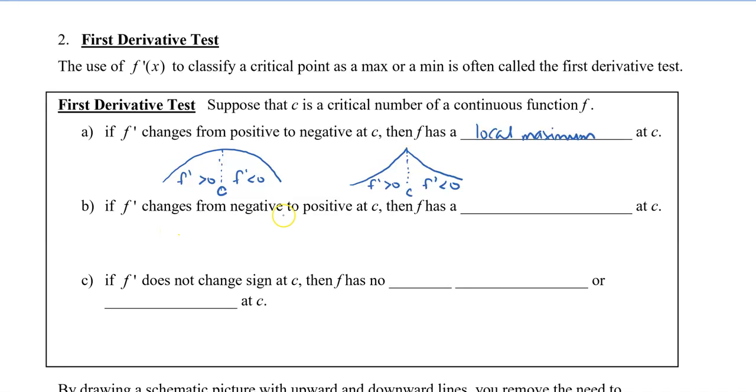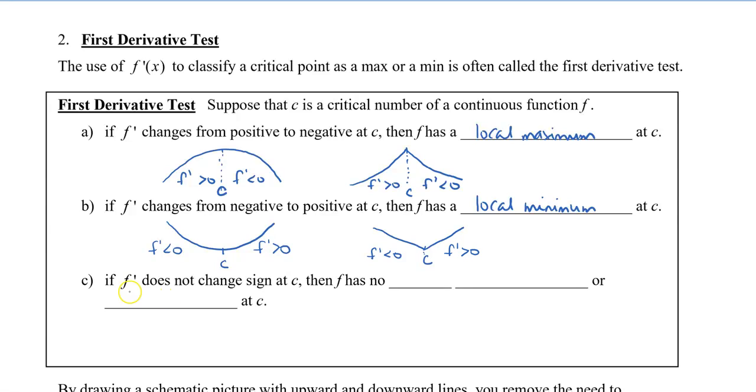If f prime changes from negative to positive at C, then f has a local minimum this time. So a graph would be something that looks like this. Let's say we have this point C here. This time we can see that our slope on the left is negative, and on the right our slope is positive. And we can also have corners too. So we have C here, so f prime is less than 0, and then f prime is greater than 0.